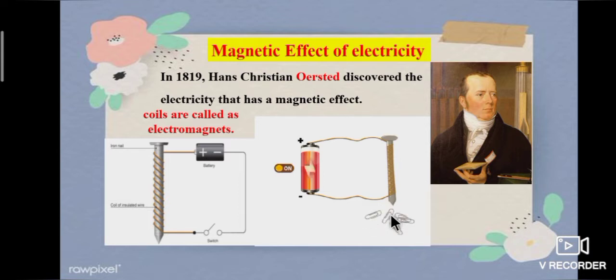When the electric current is switched off, the coil loses its magnetism. Such coils are called electromagnets.